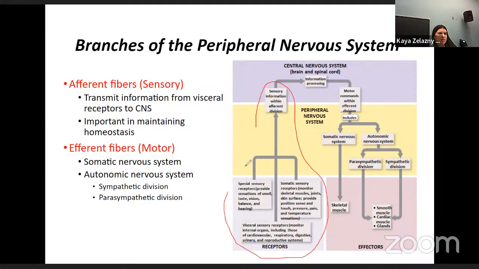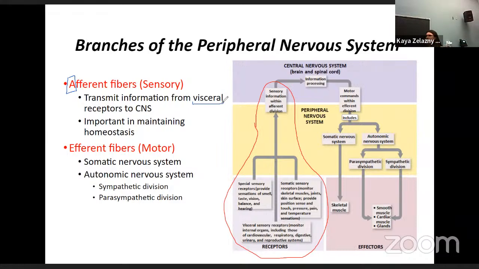So your sensory nerves, we're going to refer to as afferent fibers. So afferent nerves, afferent, are transmitting information from receptors. So they're feeling things out in the world, and they're taking that information and bringing it into the central nervous system. So visceral means like your organs. So they're transmitting information from other parts of your body into the central nervous system.